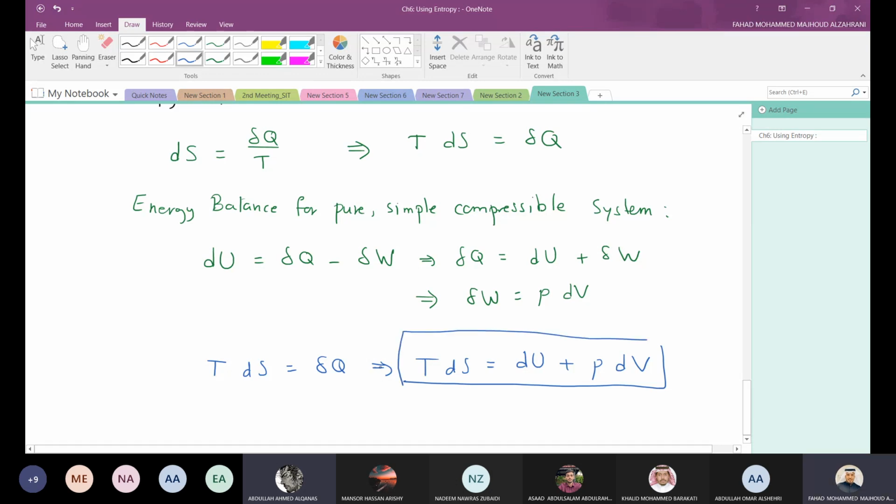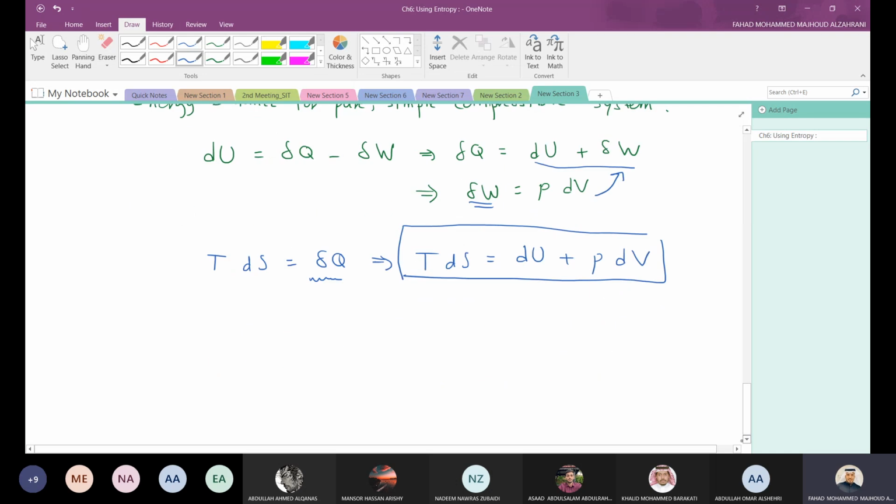So this is the first, we call it the TdS equation. So these are the TdS equations. This is the first TdS entropy equation. We remove the Q, we put this one here, and then we also remove dq and pdv, and this is our first TdS equation.